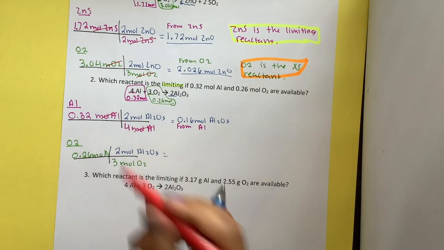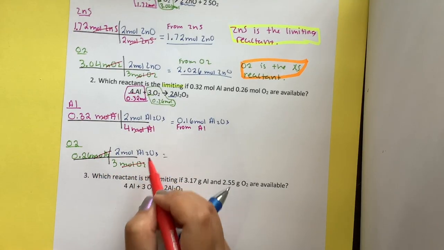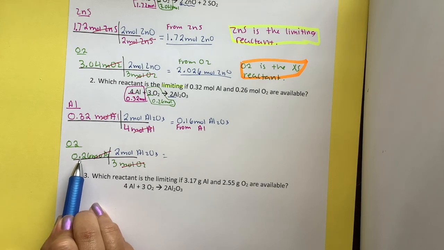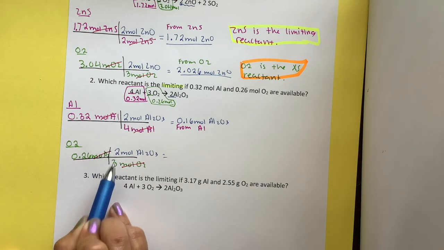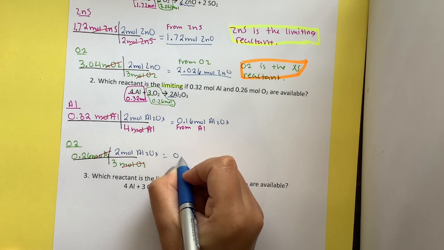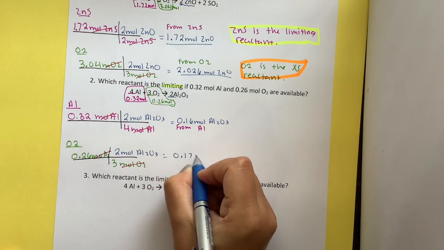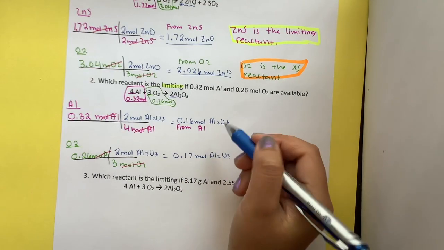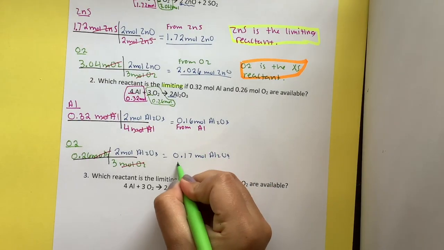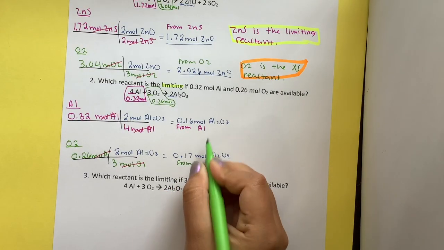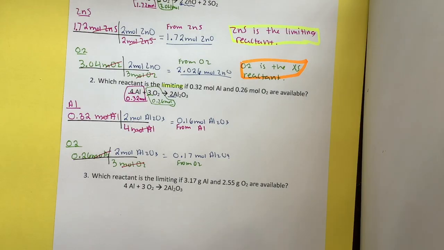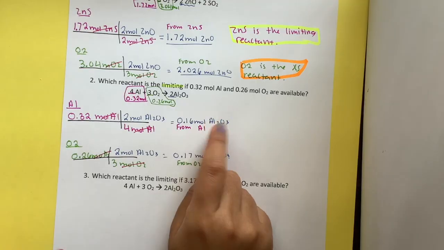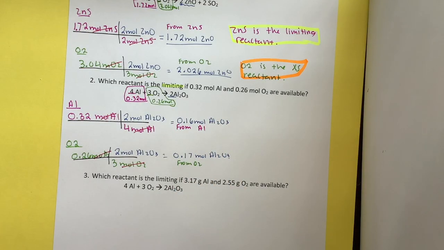Like this, moles of oxygen get canceled out, and I'm left with moles of the product. So I'm going to get my calculator, put 0.26 times 2 divided by 3, and it gives me 0.17 moles of Al2O3. This came from oxygen. It's really close, but which one produced the least amount? Even though it's just a hair tiny, aluminum produced the least.